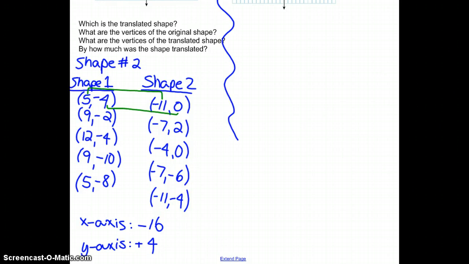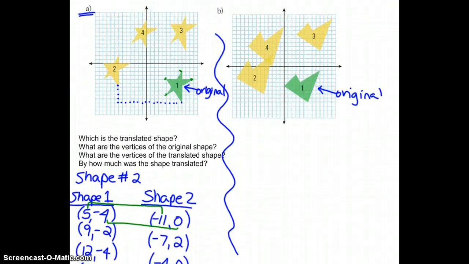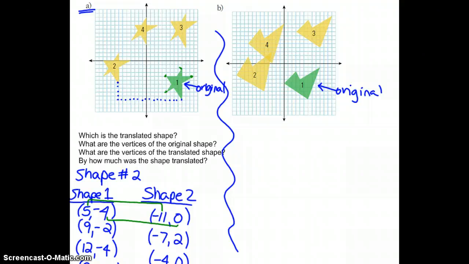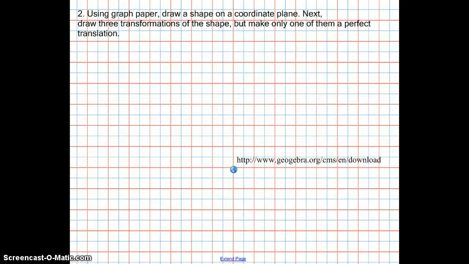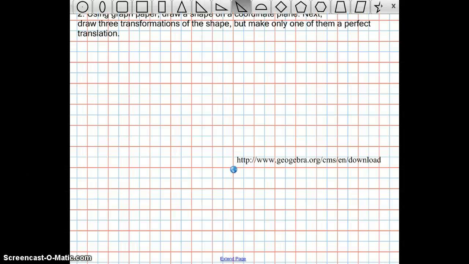And here the difference between these is 4. So that tells you that you moved over 16 and up 4. Try the next one on your own. Next, using graph paper or this graph paper on your handout, draw a shape on the coordinate plane and then draw 3 transformations of the shape, but only make one of them a perfect translation.